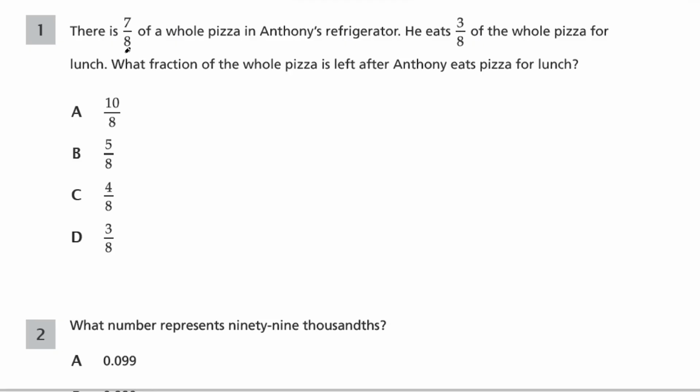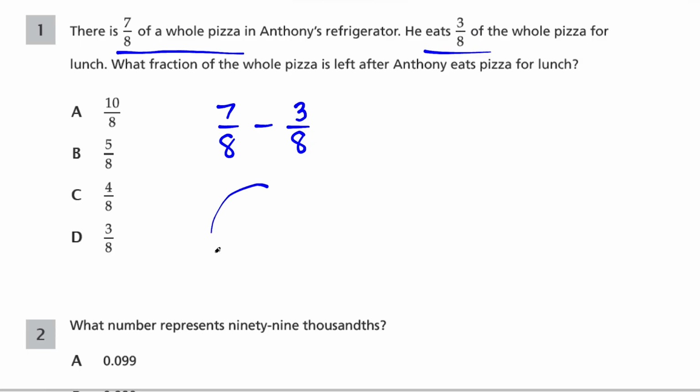So we're starting out here with 7/8 of a whole pizza, and then Anthony eats 3/8 of the whole pizza. So when you eat the pizza, you would subtract that from the original amount here. Now, keep in mind here that there isn't a whole pizza in Anthony's refrigerator. There's 7/8 of a whole pizza.